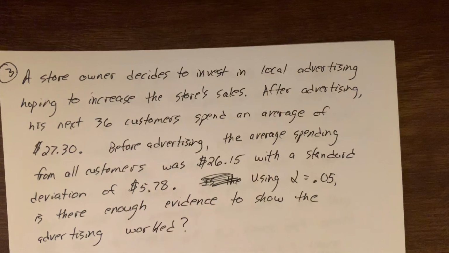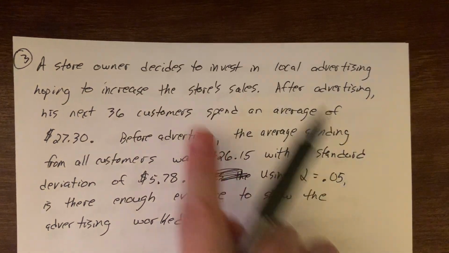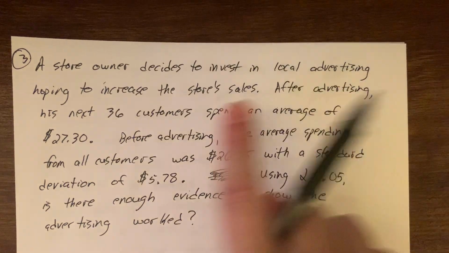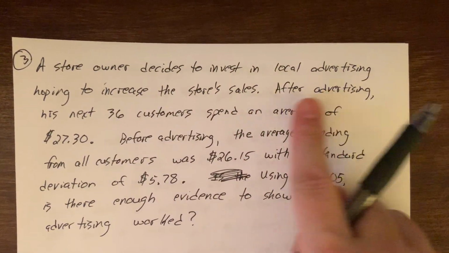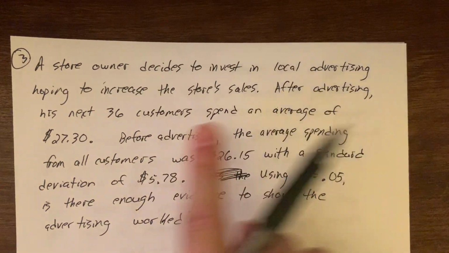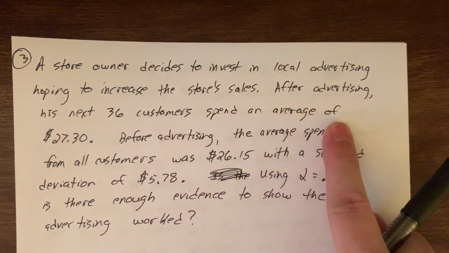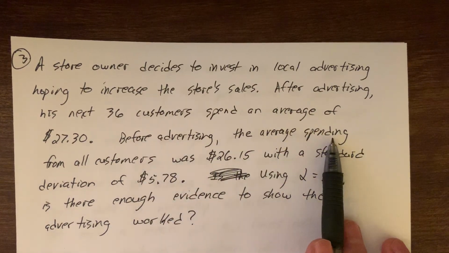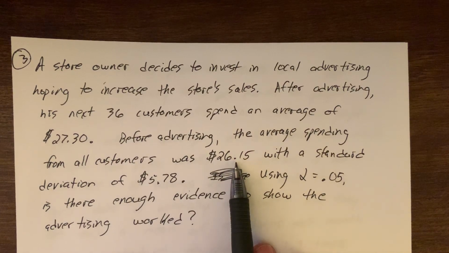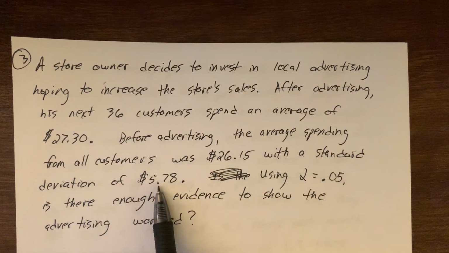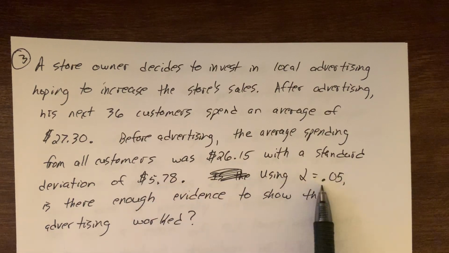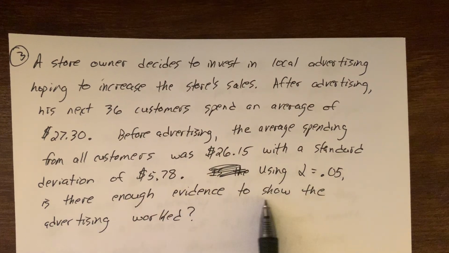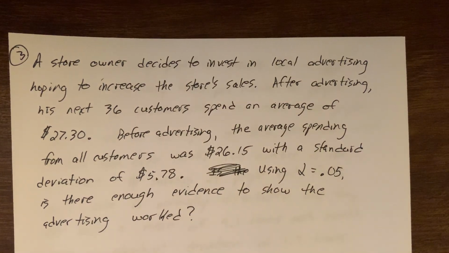Let's change our situations a little bit. This next one, we're looking at a shopkeeper, a store owner. He decides to invest in some local advertising, hoping to increase his store's sales. After he does his advertising, he looks at his next 36 customers, and they spend an average of $27.30. Before advertising, the average spending from all customers was $26.15, with a standard deviation of $5.78. Using alpha is 0.05, is there enough evidence to show the advertising worked?